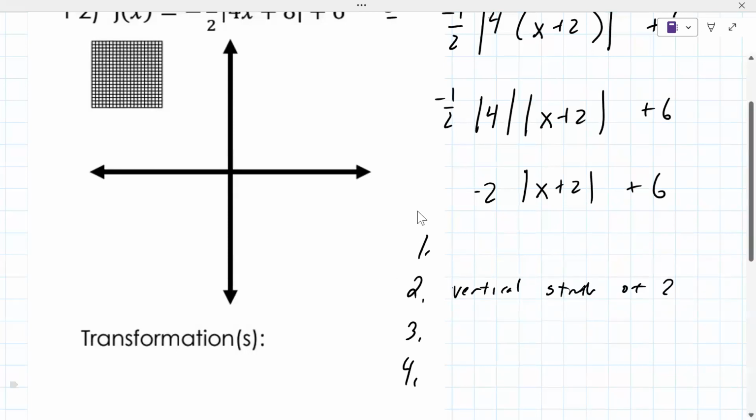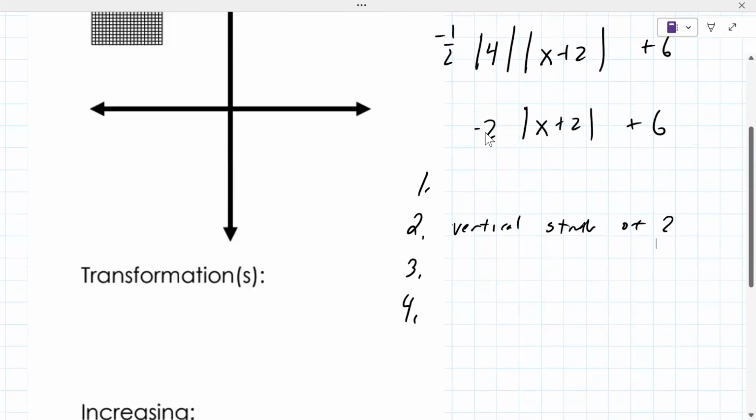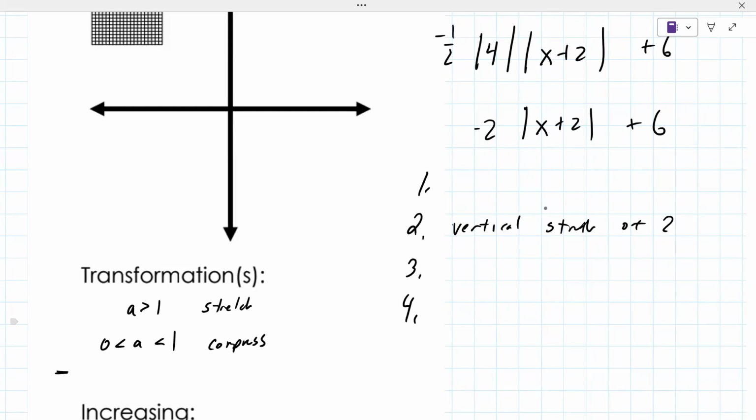Wouldn't it be less than 1 because it's negative? The minus is not included. The A value does not include the minus sign. If A is greater than 1, it's a stretch. If 0 is less than A less than 1, it's a compress. But that negative is always off to the side, outside of this discussion. So you can't negate the negative when you're looking for the vertical stretch or shrink. Yes, exactly.